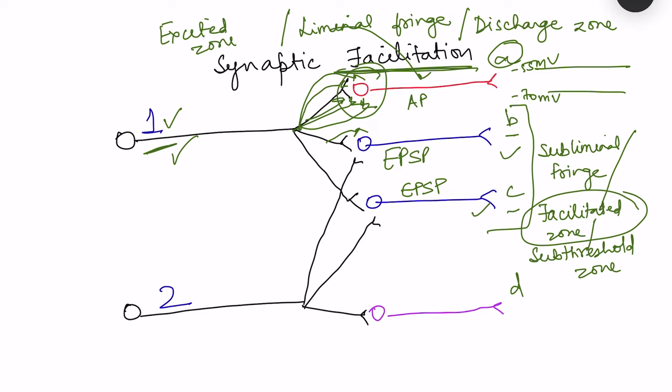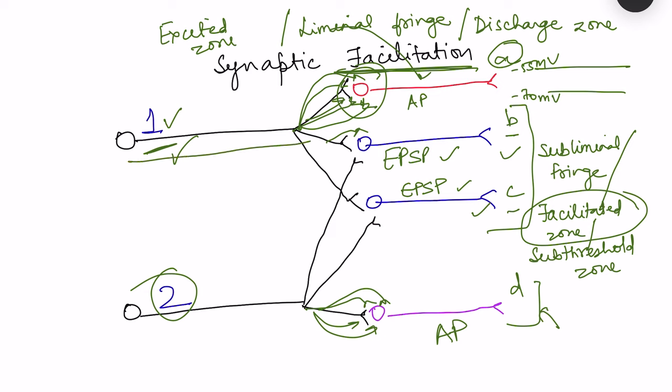Here, again you see the presynaptic neuron number 2. Suppose it makes a lot of synapses with this D neuron. So what will happen? Again, this becomes the discharge zone or liminal fringe zone of the presynaptic neuron 2, and there will be an action potential in the D neuron. But again, B and C will only generate EPSP. So we have to hide this first one. Only when I'm talking about two, that means only the second neuron is stimulated, there will be EPSP in B and C.